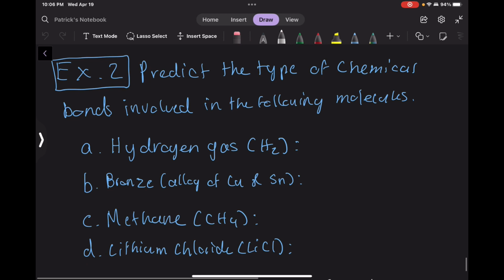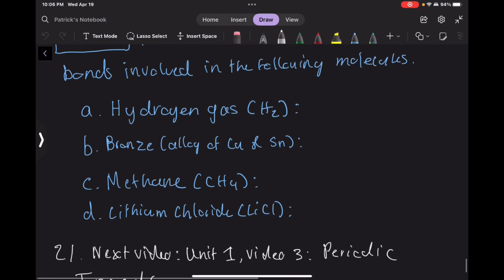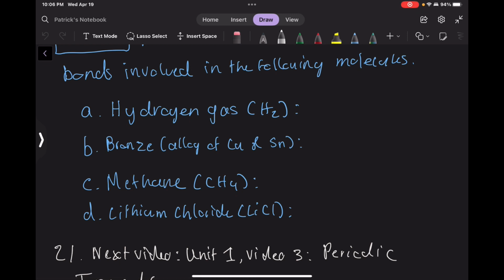Let's close this video with a second example problem. Example 2 says, predict the type of chemical bonds involved in the following molecules. As a tiny side note, it might be a good idea to pull up a periodic table as we work through this. Number 1, hydrogen gas. What bonds are involved in a molecule of hydrogen gas? Feel free to pause the video here if you like and think about it.